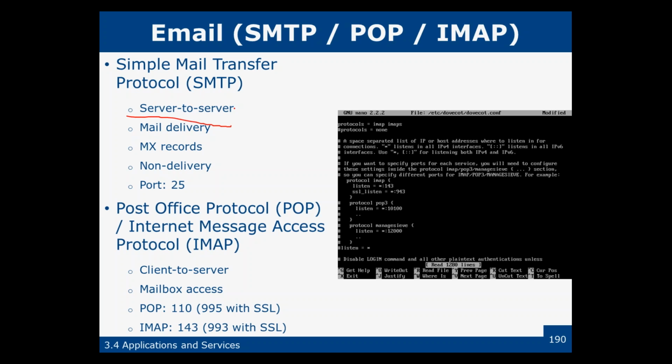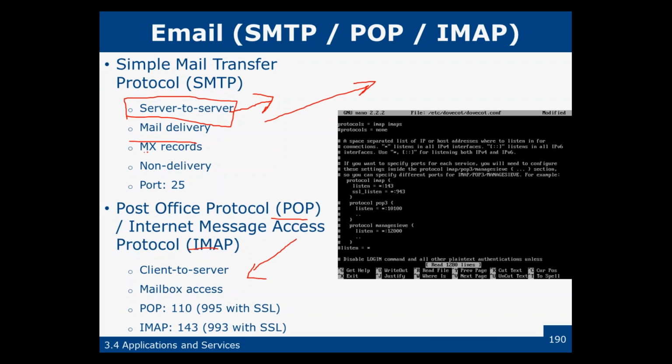SMTP, it says server to server, but if you have an email client and you're sending emails from your workstation, you will have to configure an SMTP server in order to send your mail. You also have to configure either a POP or an IMAP server to get your mail. So SMTP sends it and POP and IMAP get it.